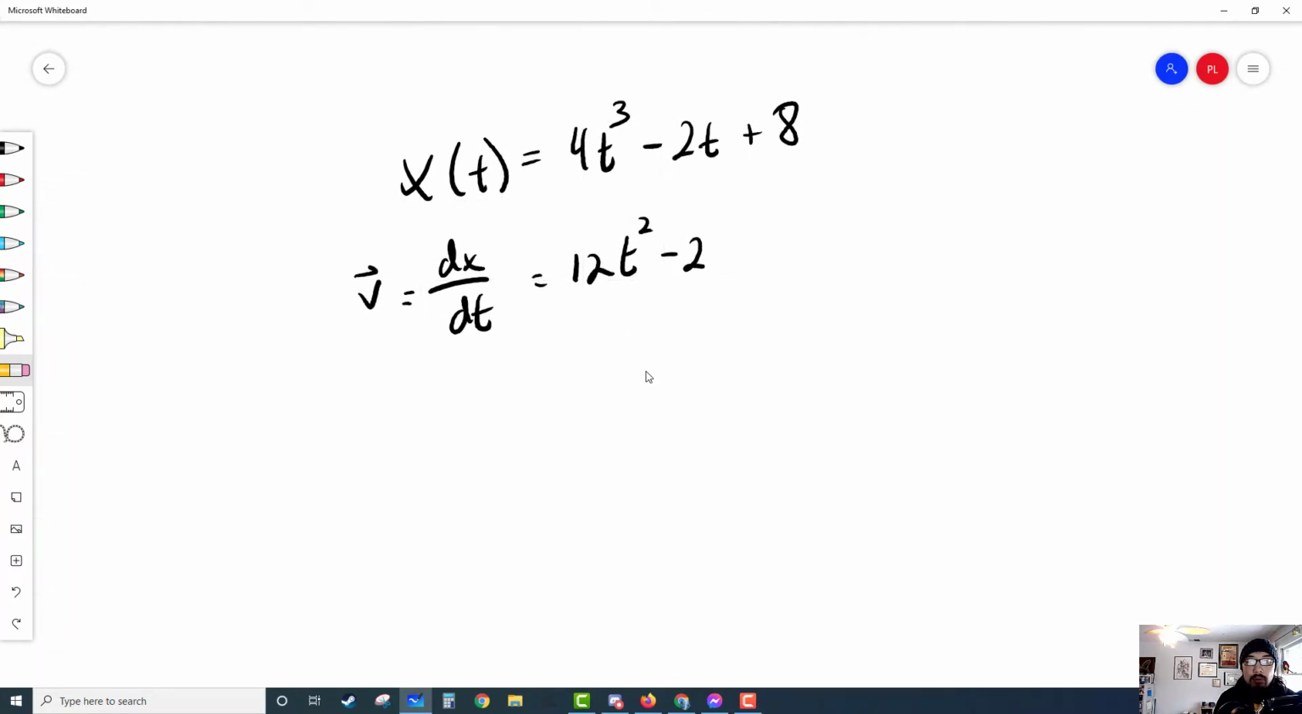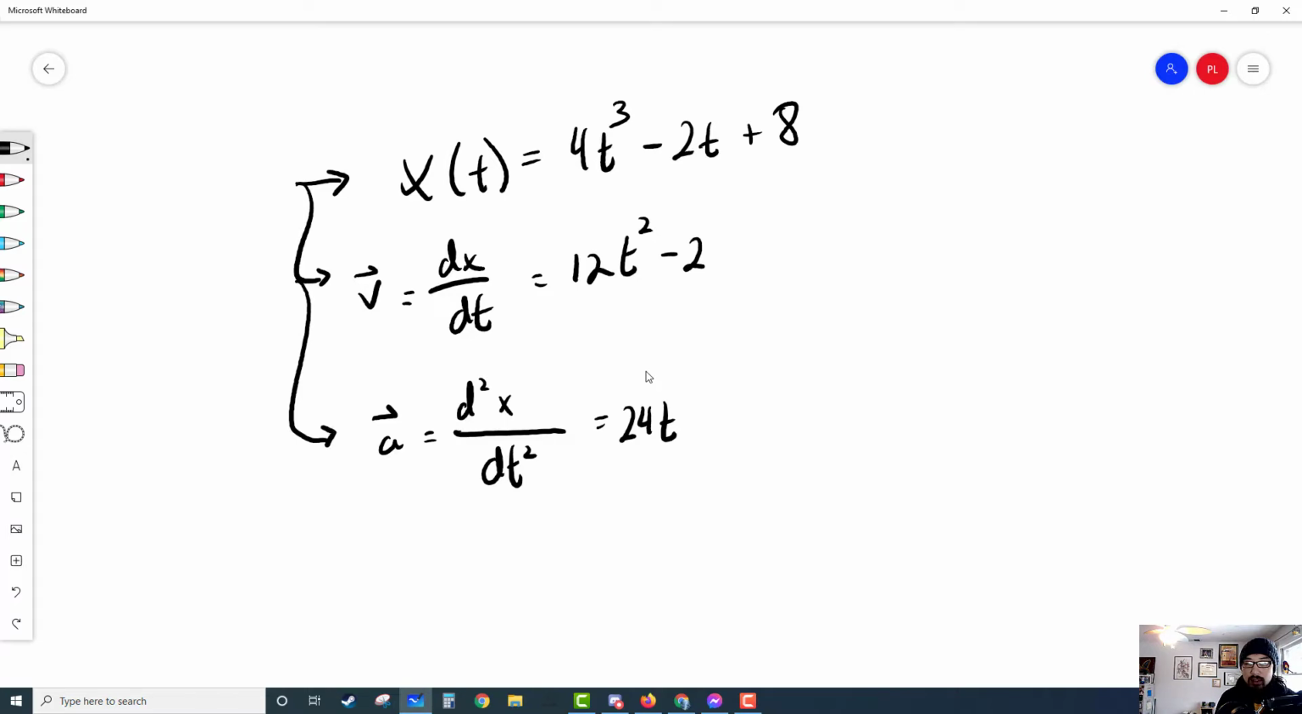Okay, and if we wanted to find the acceleration, we can take the derivative of this function. So d^2x/dt^2: 2 times 12 gives us 24 t, since 2 minus 1 just gives us 1, and this is just a constant, so we're going to leave that as is. So here we started off with the position function. From there we took the derivative of the position function to give us the velocity function, and from there we took the derivative again to find the acceleration function. So that's one way of looking at it.